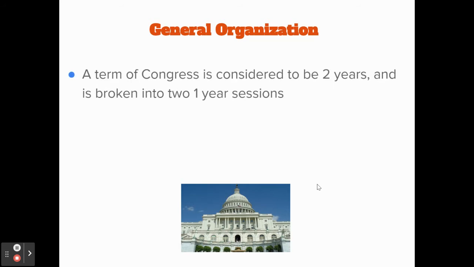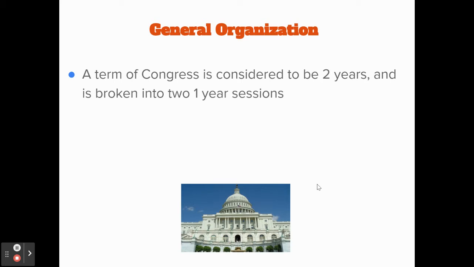So, Congress is really divided into a term. Every term of Congress, and this is not to be confused with the term of a member of the House or a term of the member of the Senate. We're talking about Congress as a whole. We break Congress up into 2 year cycles called terms. And each of those terms is broken into 2 1 year sessions.